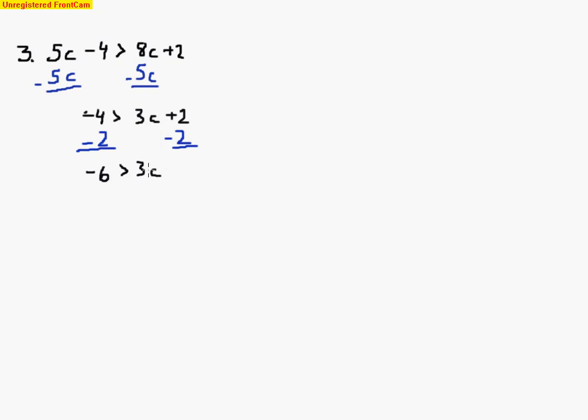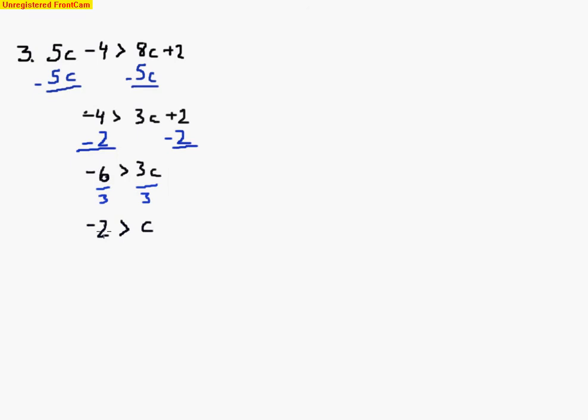So what I'm going to do from here is eliminate that 3, the coefficient of c, by dividing by 3. Now notice, I'm dividing by positive 3. So I do not switch this inequality sign. I keep it the same direction. Only when you multiply or divide by a negative, so that means when the variable term, the coefficient, is negative, that's when you're going to switch the sign. So I've got negative 2 is greater than c.